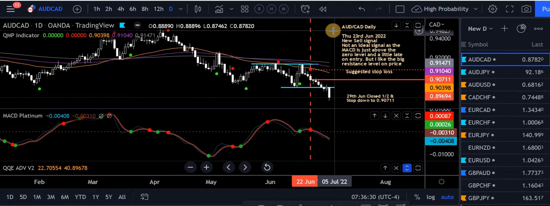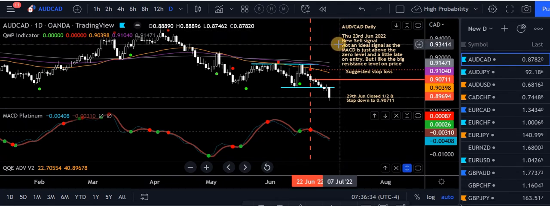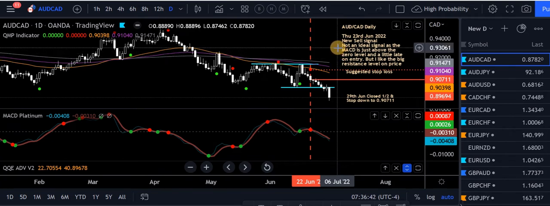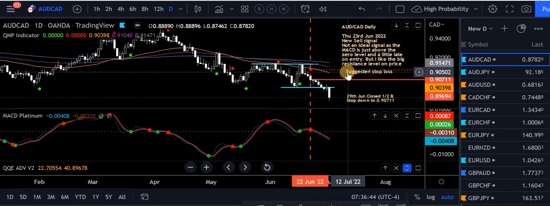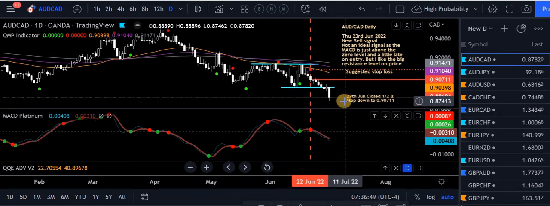So normally with my trades, I've got the pair written, I've got the date and the signal. Then below that are my thoughts on the actual trade. What's my thinking behind it? Any concerns I have, or the idea behind it. Suggested stop loss is normally the red dotted line, and any other notes close by is normally trade management.